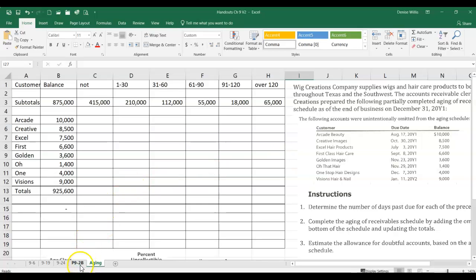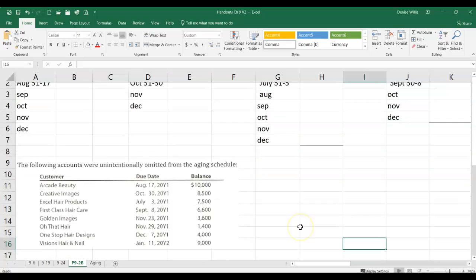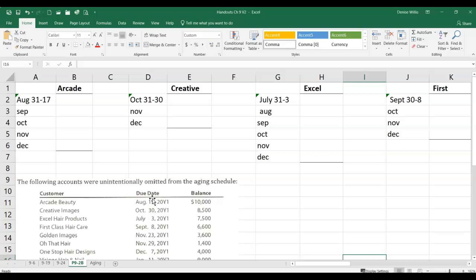Okay, so I have set up over here an area for us to calculate the number of days past due. You can see this is just a repetition of that information from the other page. Okay, now Arcade said that it was due on August 17th. So I have an area here.